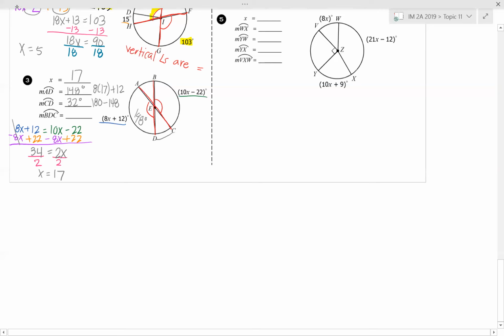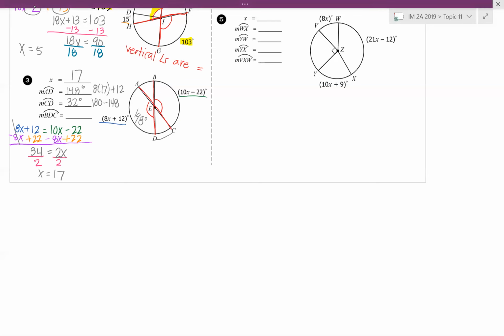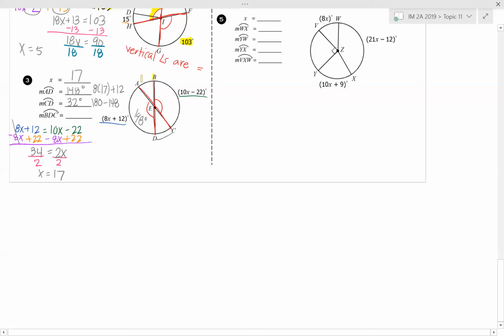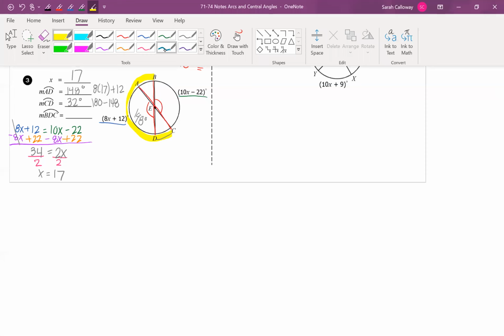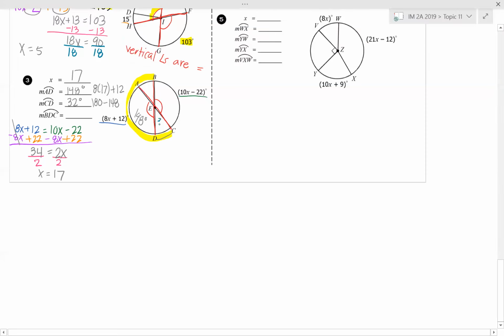Okay, so then finally, they want us to find arc B to D to C. If I think about that one, from B to D is 180, and then we just determined that this little piece from D to C is 32. So if I do 180 plus 32, that's going to give us that whole measure, which gives us 212 degrees. Okay, so we're almost done.